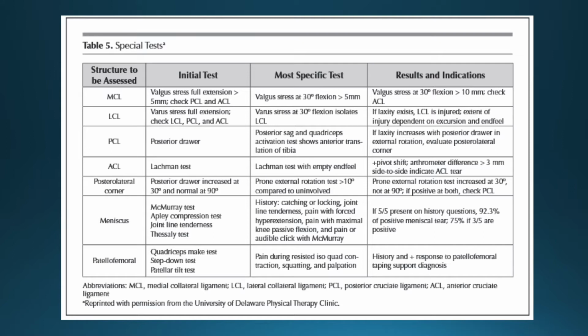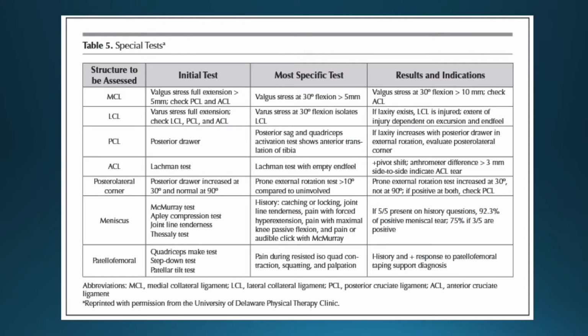For the posterolateral corner, we have the posterior drawer increased at 30 degrees where it's normal at 90, and we can also look at the prone external rotation test, looking at a greater than 10 degree difference from side to side. If the prone external rotation test is increased at 30 but not at 90, that is what we're looking for. If it's positive at both, we're checking for the PCL. Remember, the posterolateral corner is comprised of the arcuate ligament, the LCL, the popliteal tendon, and the lateral head of the gastroc.